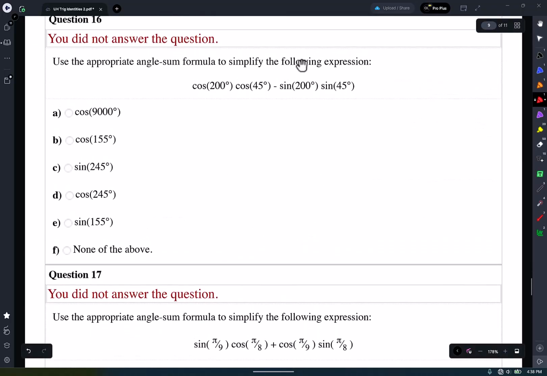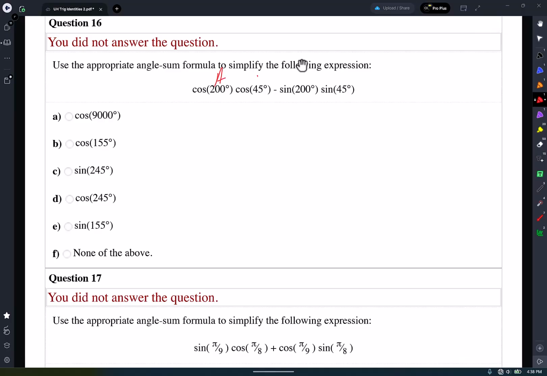All right, again, same thing, guys. AB, AB. Cos, cos minus sine, sine. So that's going to be cosine A plus B. So this is cosine of 245.